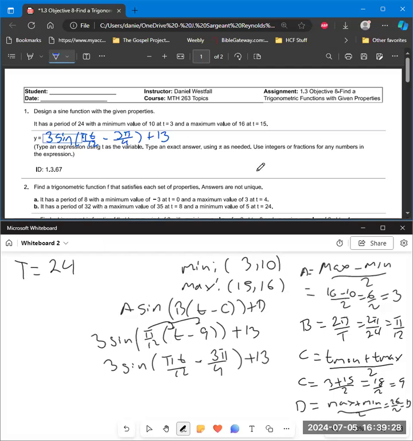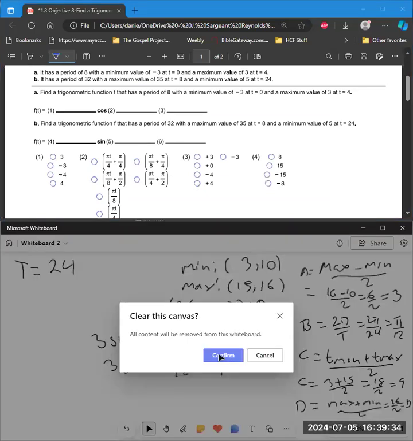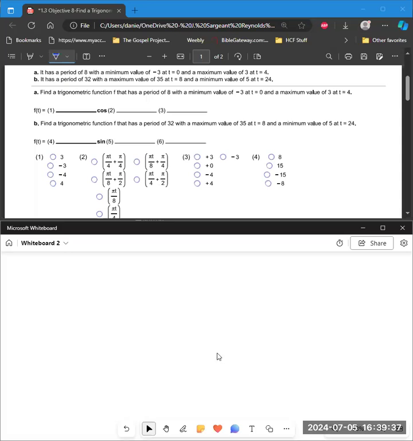All right, so that was our first problem. Our next one is similar, but we want to choose a cosine function here, and we're going to have to solve for C. So it has a period of 8, and a minimum value of -3, maximum value of 3 at, and this is at t equals 0. This is t equals 4.